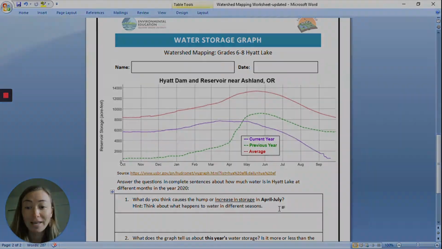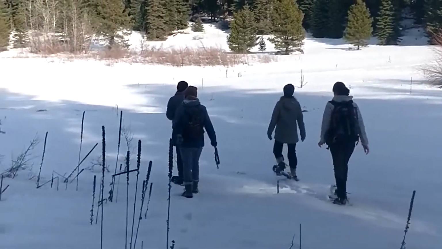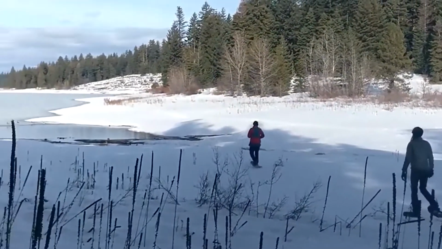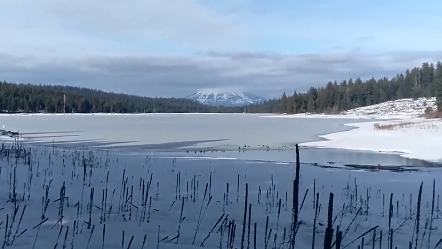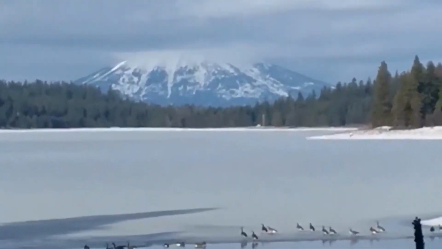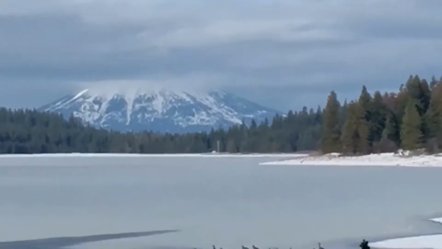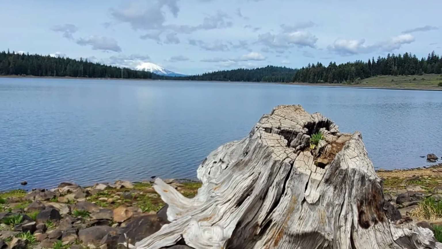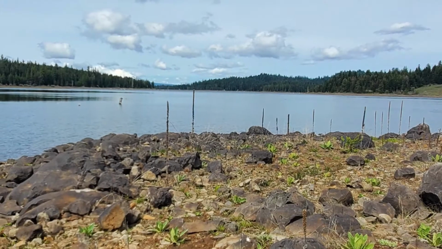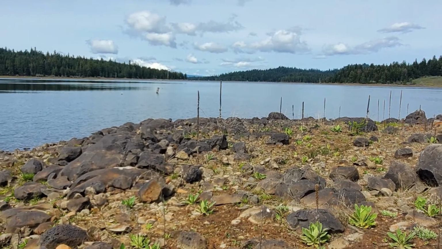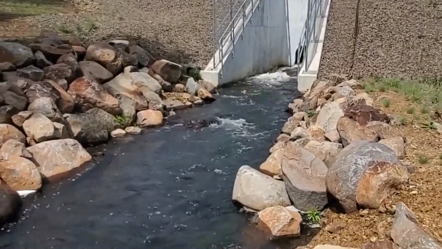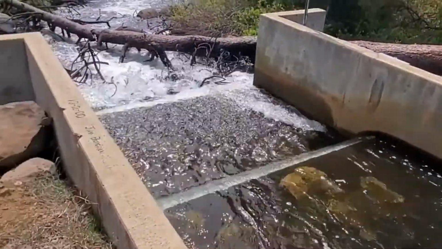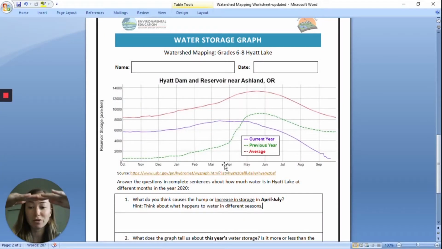So at Hyatt Lake in the wintertime, it is very snowy there. It is cold. And I went there back in February and it was so beautiful. There was so much snow. And then in the springtime, around March, April, what happens to that snow? The sun comes out. And what does it do? It melts. And so that snow that was frozen will melt and then flow down our watershed into the lake and fill up the lake. So the storage goes up.